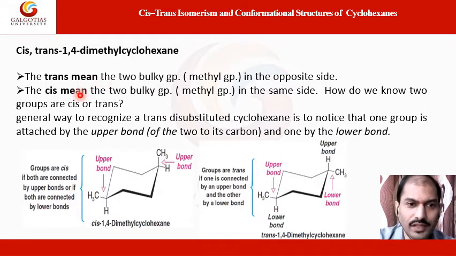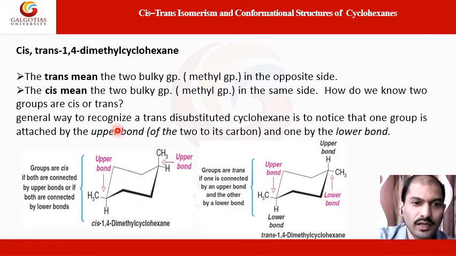Here, one is in the axial position and another in the equatorial position. If you know how to draw it, this is axial, as we discussed in the earlier lecture. If you remember that, you can easily find which one is axial and where the group has to be put so that it can convert into different forms, cis or trans. Cis means the two bulky groups are on the same side. How do we know whether two groups are cis or trans? This example can help you understand better.